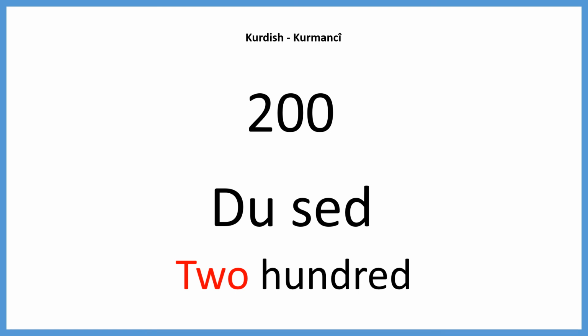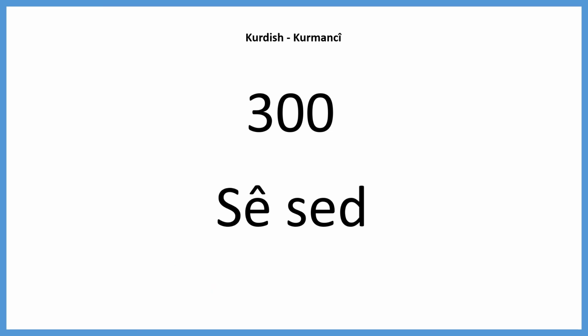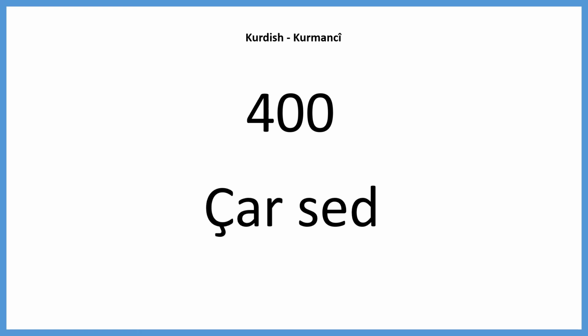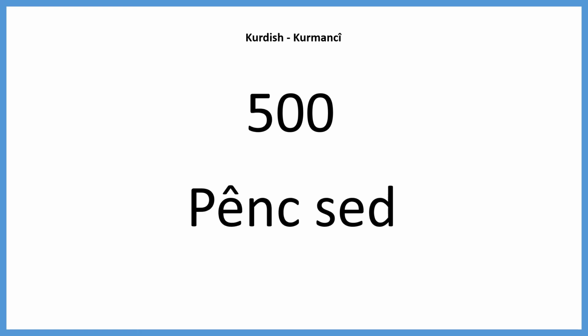200. So the number 200 would be du sed, and this can be translated exactly into English as two hundred. This simple rule applies to each multiple of 100. So 300 would be se sed, 400, çar sed, 500, penc sed.